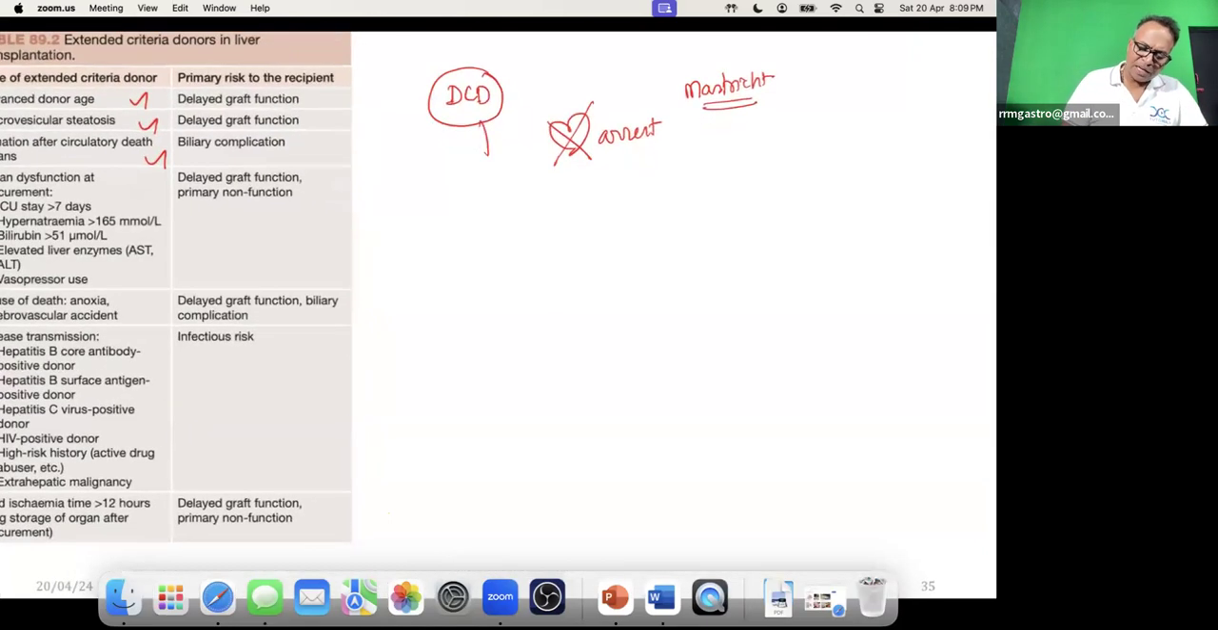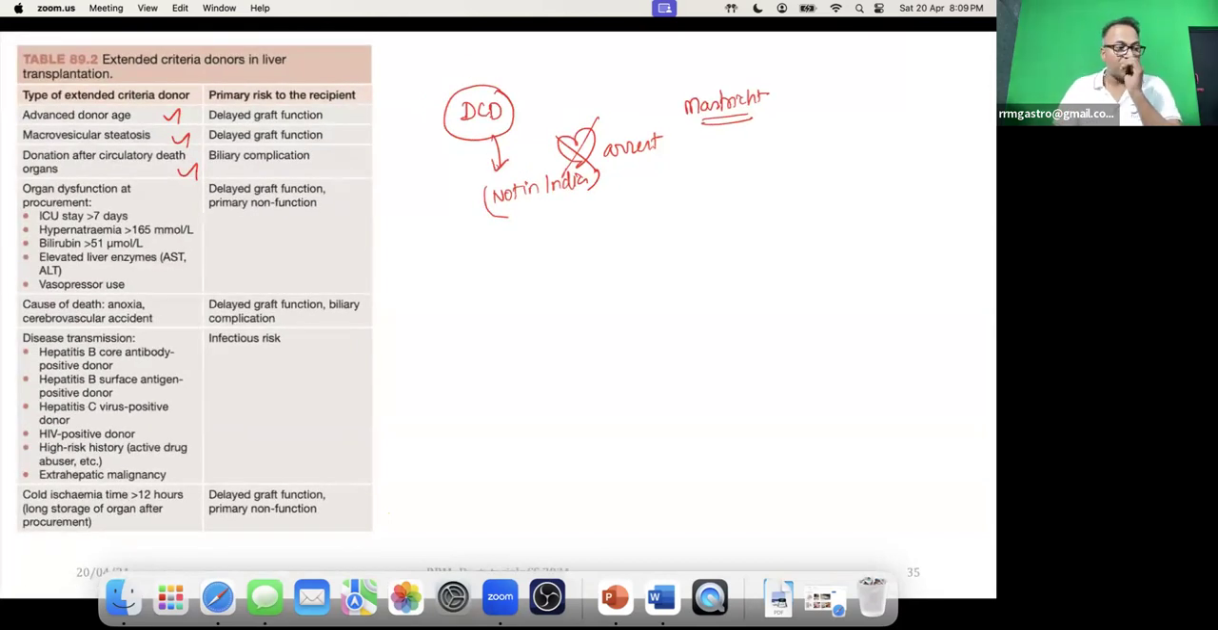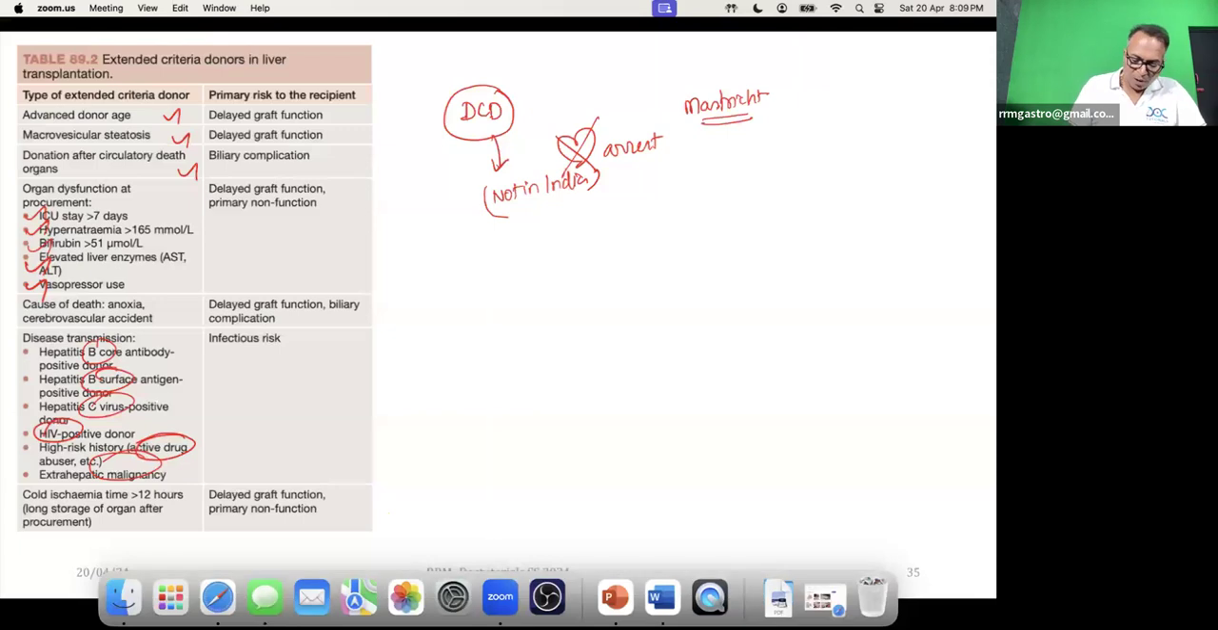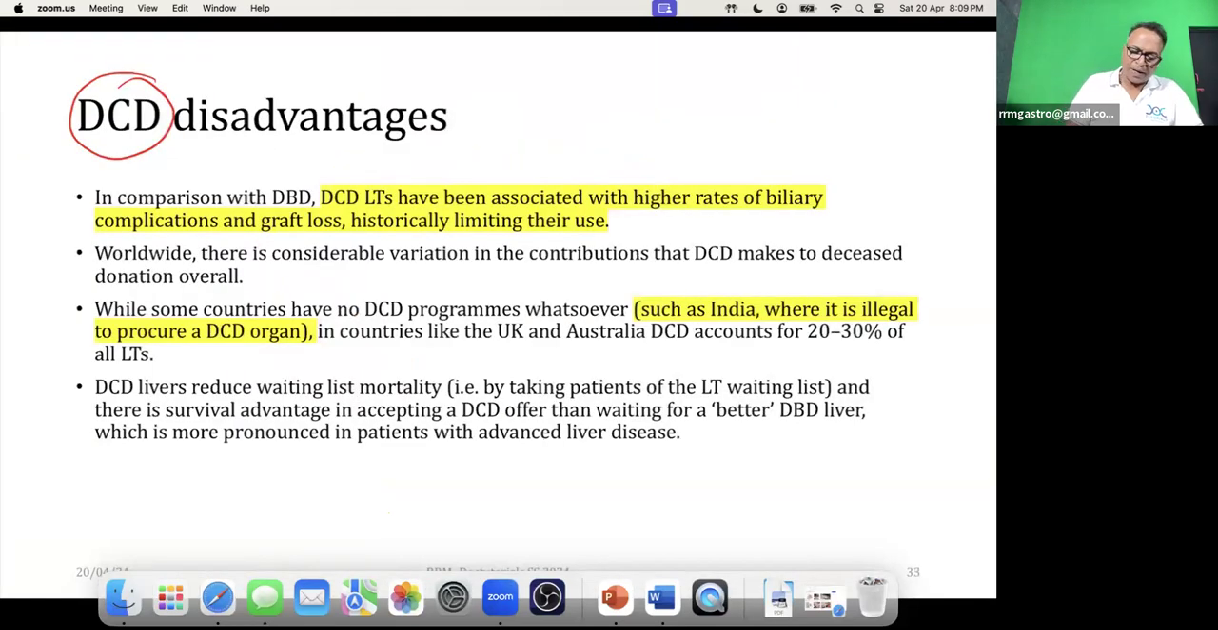Interesting line: DCD donors are not done in India. It is a crime in India. Please remember, taking an organ from a DCD donor is a crime in India. We don't do that. It is done only in the UK. Other extended criteria: organ dysfunction, ICU stay, hypernatremia, bilirubinemia, elevated enzymes, vasopressor use, hepatitis B antibody, B antigen, C virus, HIV, drug abusers, even extrahepatic malignancy, and cold ischemic time more than 12 hours.